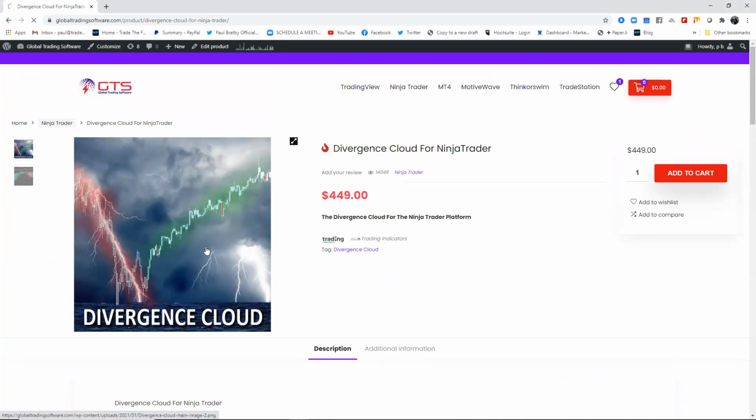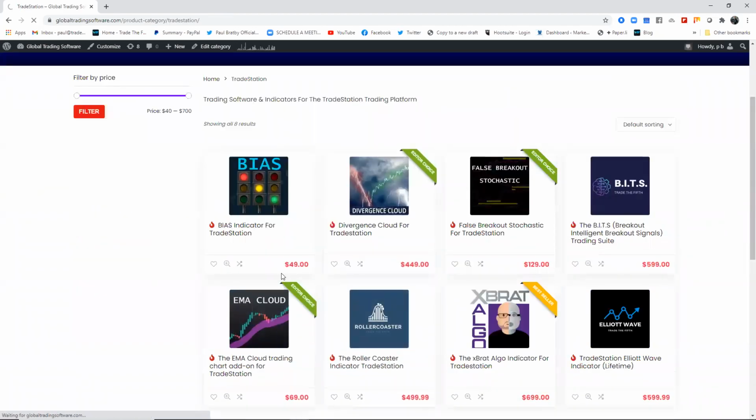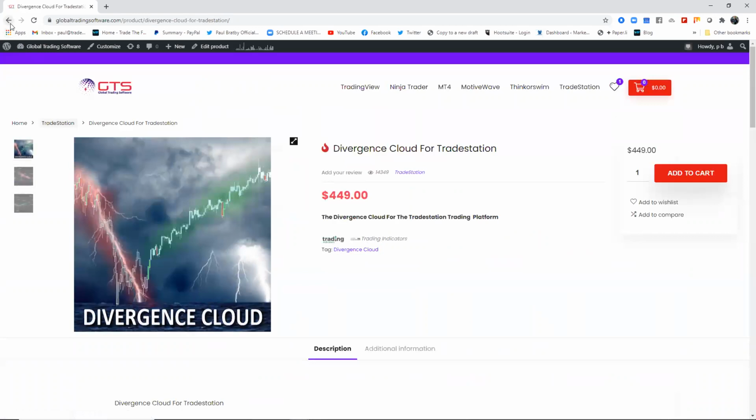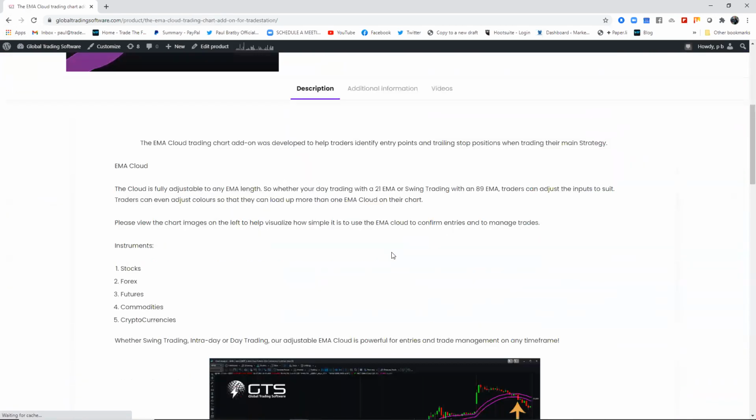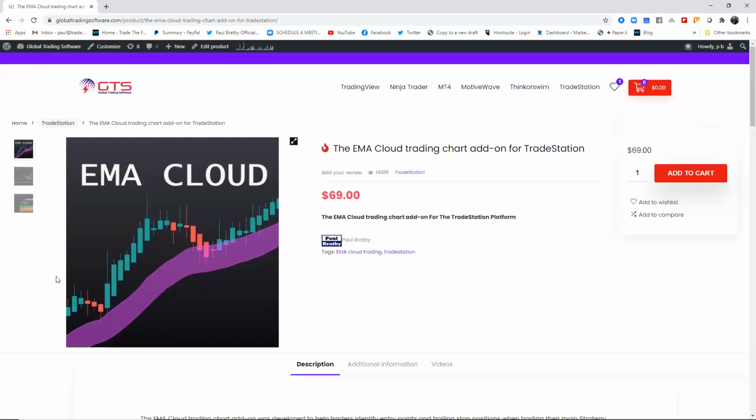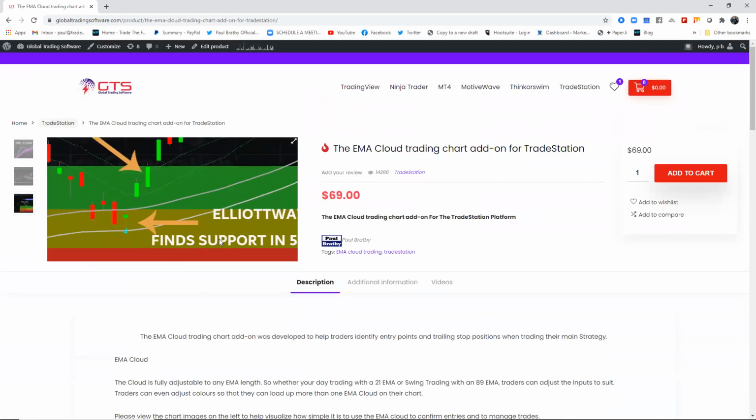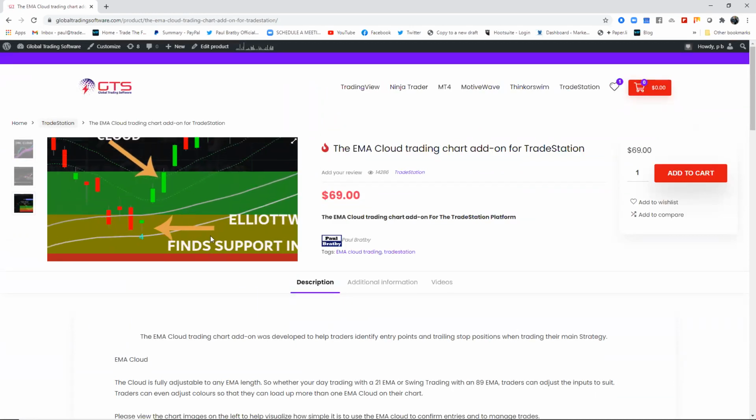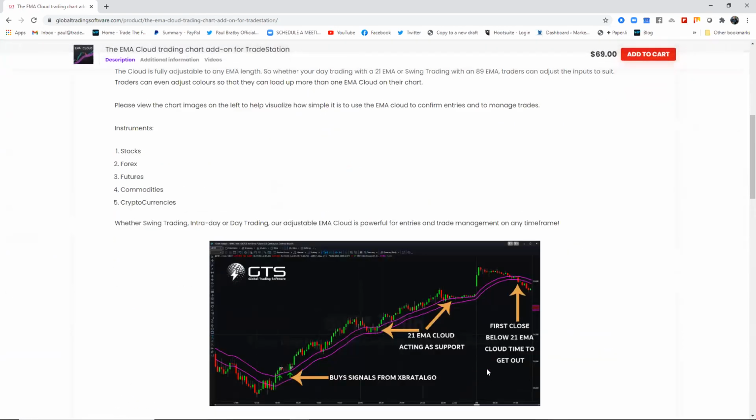But for Tradestation users, the new thing today is the Divergence Cloud's just been finished, but also the EMA Cloud as well. So the EMA Cloud for Tradestation, caveat here, you can't color in the cloud. So you've just got the top and bottom of the cloud, but it's still the same thing, okay? It still works very well. Again, works for swing trading and also for day trading there as well.